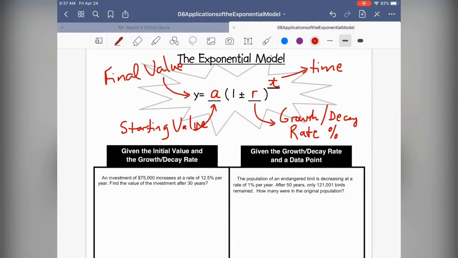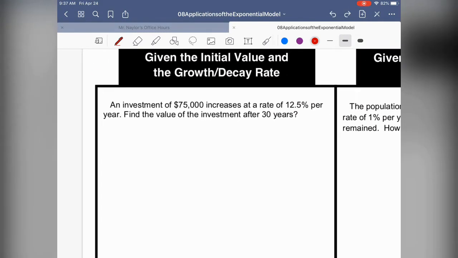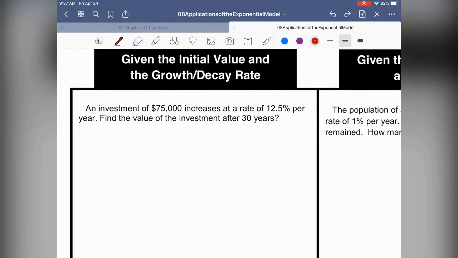Our first problem is going to be a classic example of having an initial value and a rate. And these types of numbers fit perfectly into our exponential model. So let's say we have an investment. That would be like money that we decide to put into a savings account, and it increases at 12.5% every year. Now, that is a lot of money to stick into a savings account, but let's say you are able to do that for 30 years.